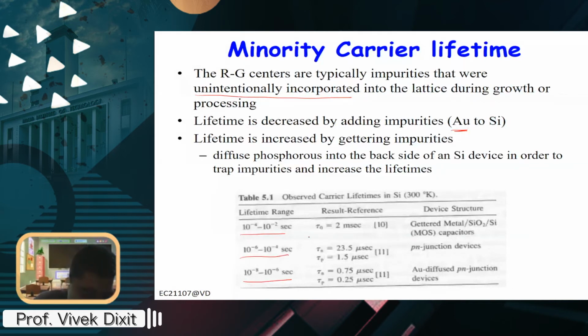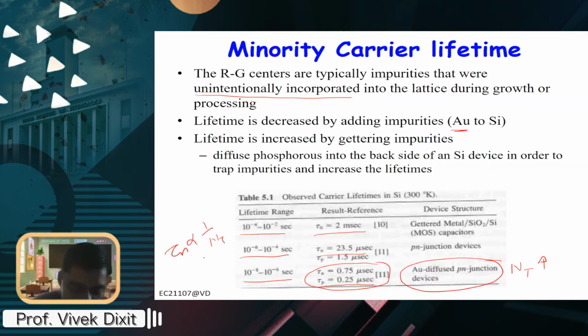So you can see here, if the tau naught is 2 millisecond, a microsecond, a few hundred nanosecond, right? So if you want to get a small lifetime of a few hundred nanoseconds, you have to increase the traps. So your capital NT should increase, right? Because your lifetime is proportional to 1 over capital NT.